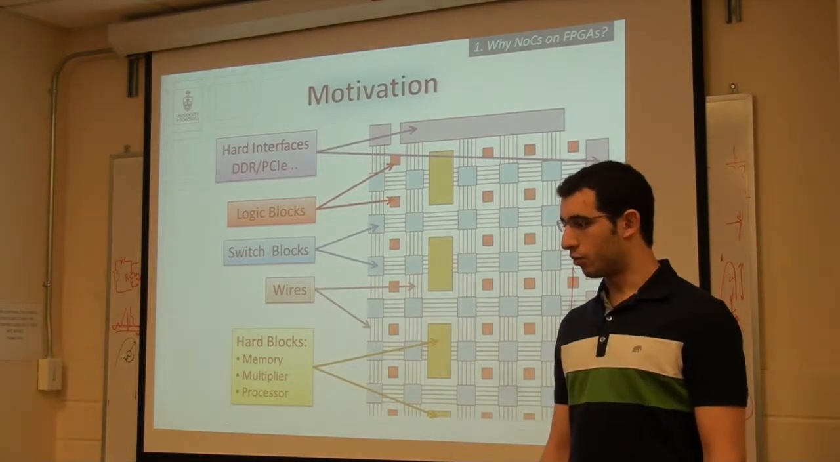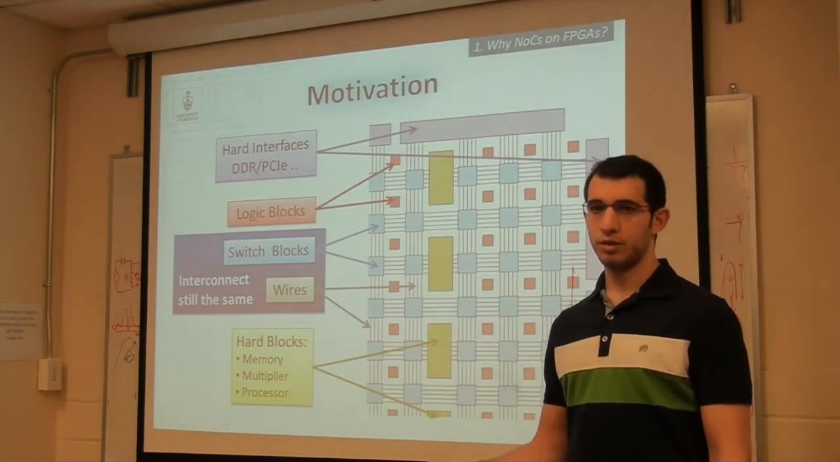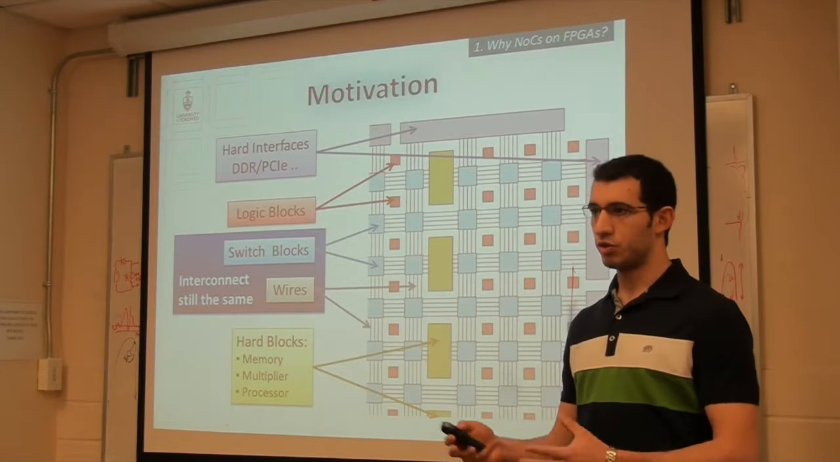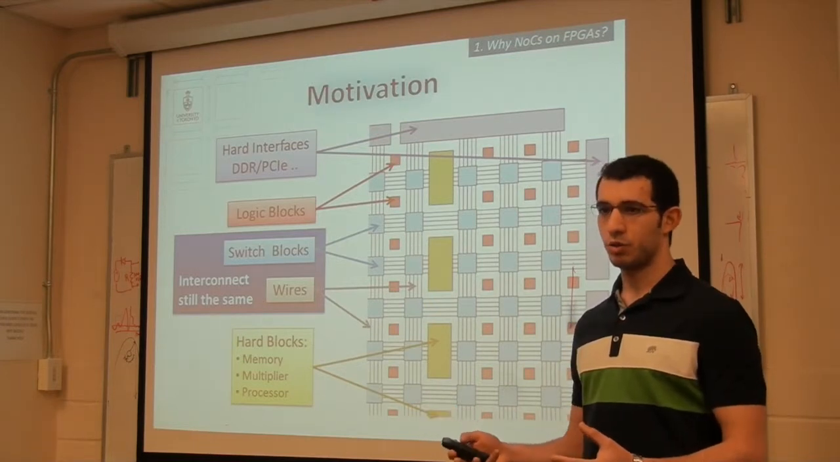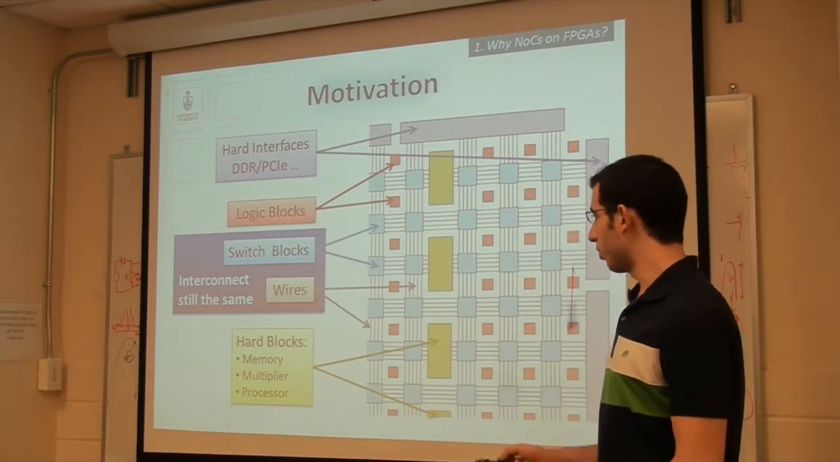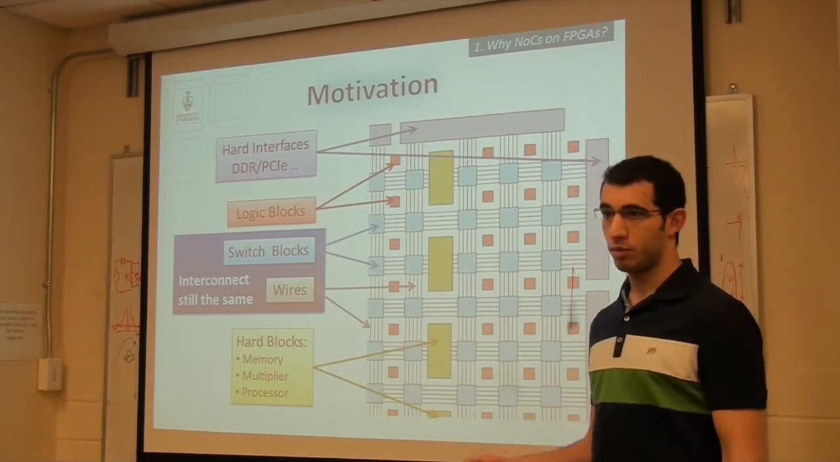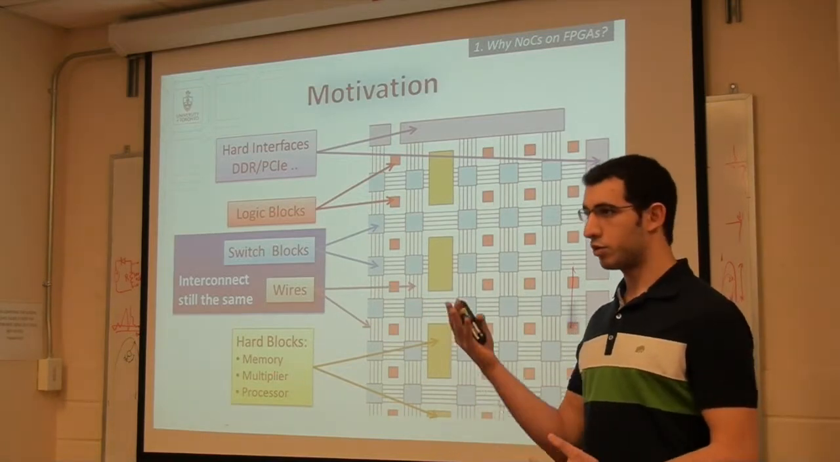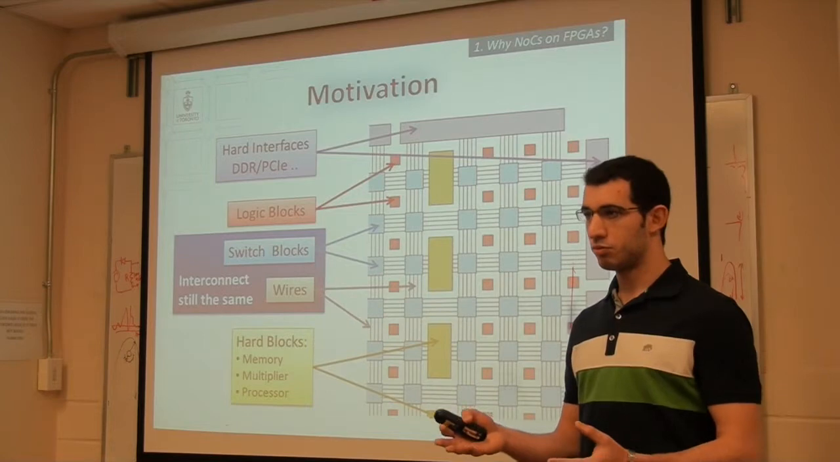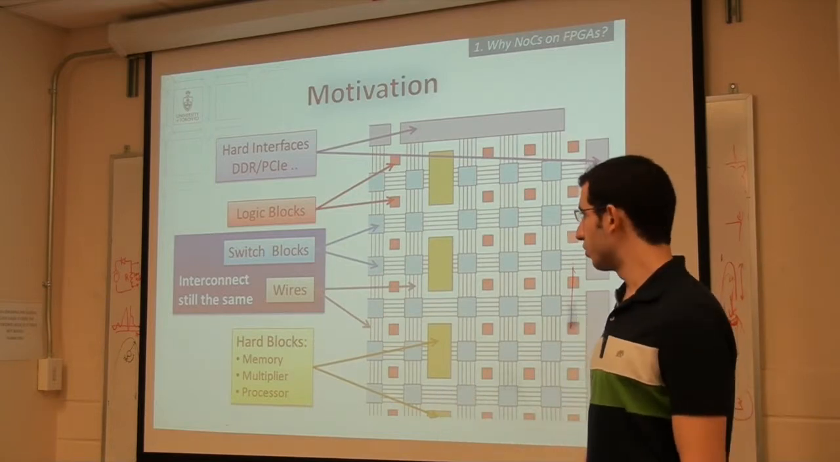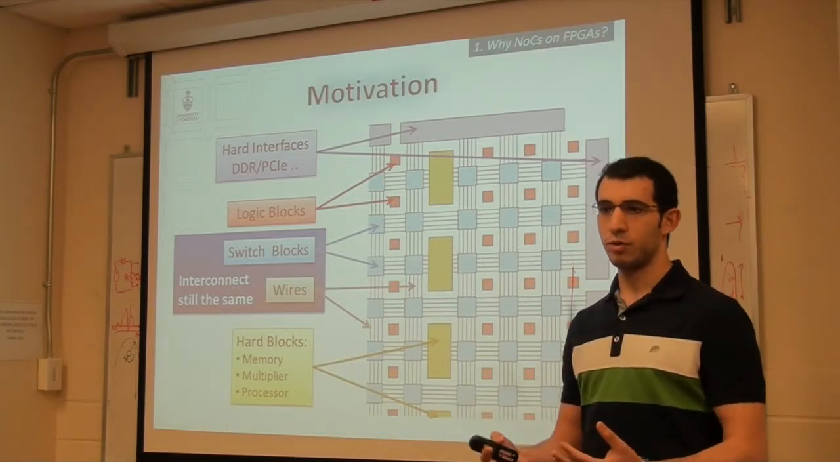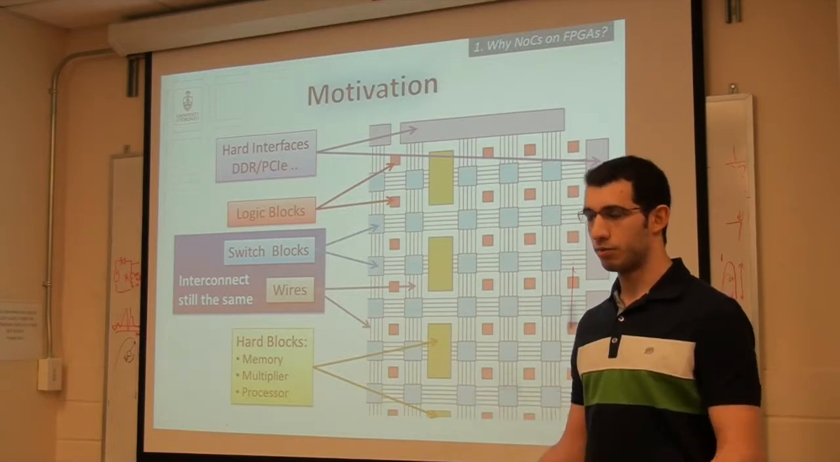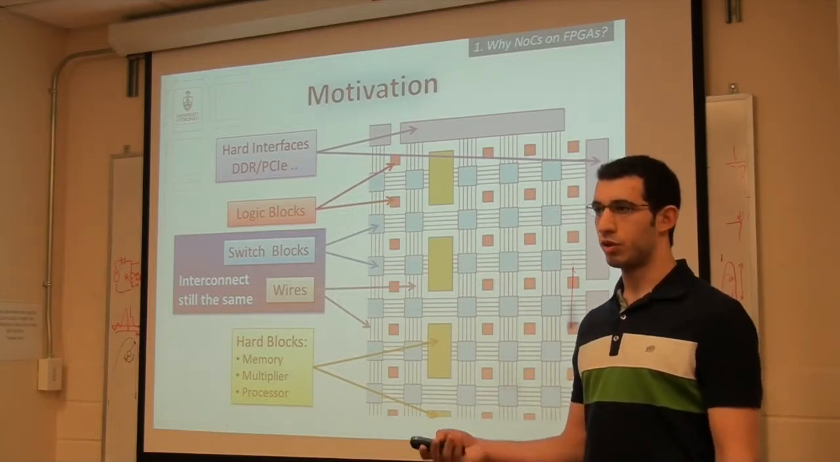Now, the first thing that you'll realize is that the interconnect is still the same. We're still using switches and relatively short wire segments to connect everything together. So even though we raise the level of abstraction of the logic through these hard blocks, and the level of abstraction of the I/O through these dedicated hard interfaces, we're still using the same low-level interconnect to connect all of this together. And this is starting to pose a few challenges.